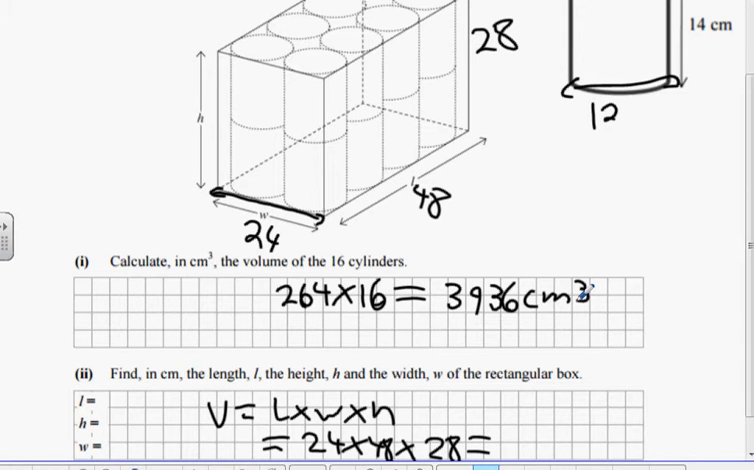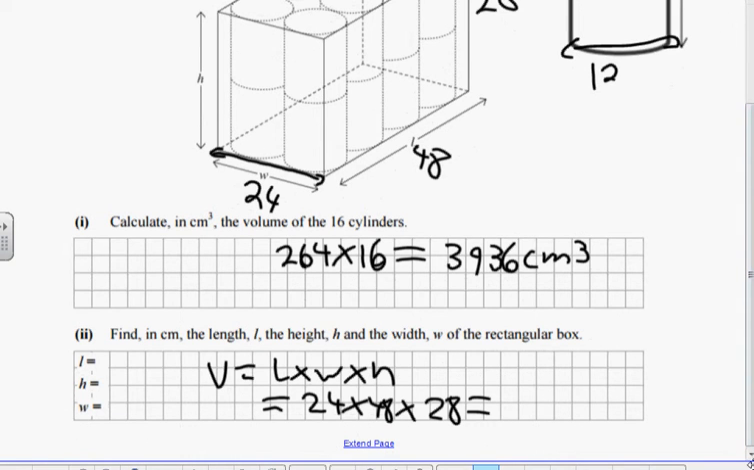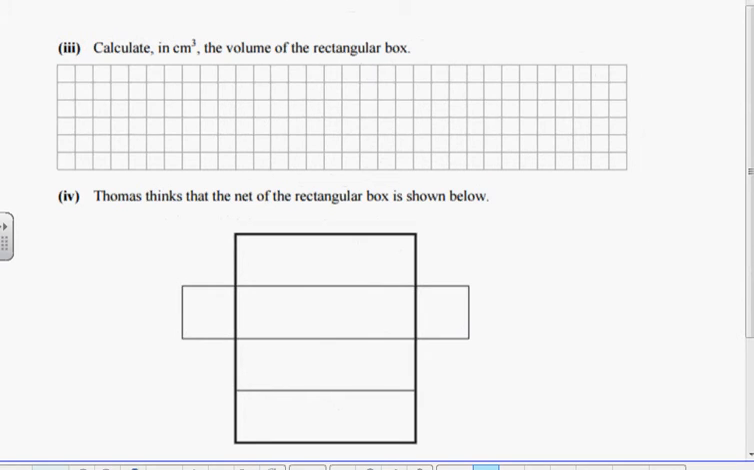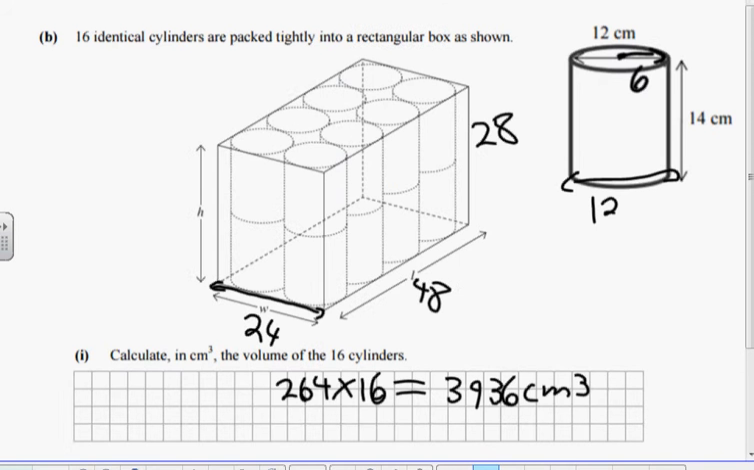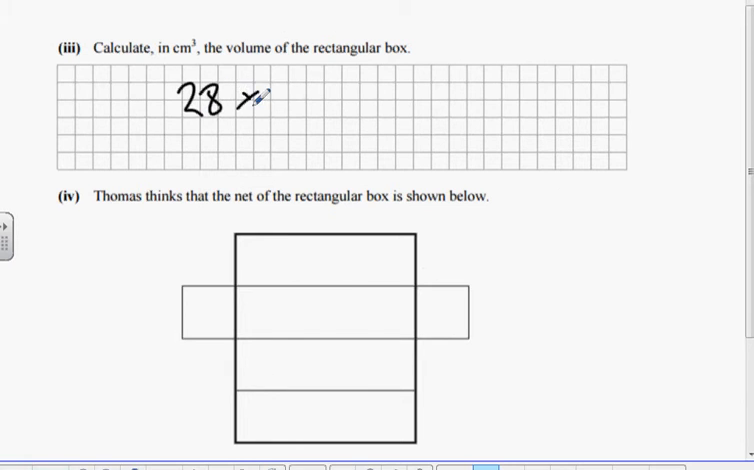Now what I did was I calculated the length, the width and the height of the rectangular box. Width is 24, height is 28 and length is 48. Calculate the volume of the rectangular box. That's what I was doing a second ago, wasn't it? 28 by 48 by 24. What do you get for that, Ryan?